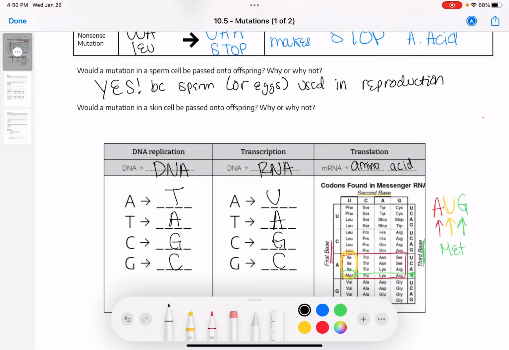So now I want you guys to go and think on your own. Would a mutation in a skin cell be passed on to offspring? Are they used in reproduction? So you'll answer that one on your own.